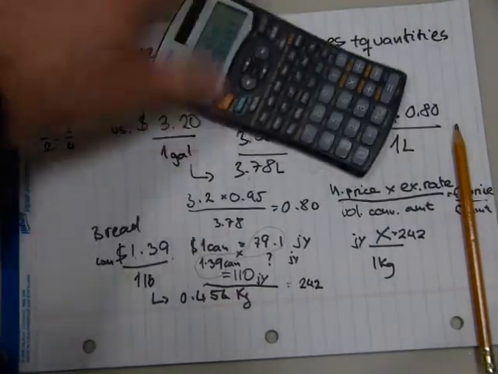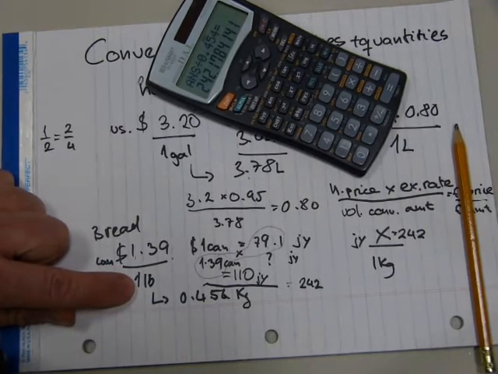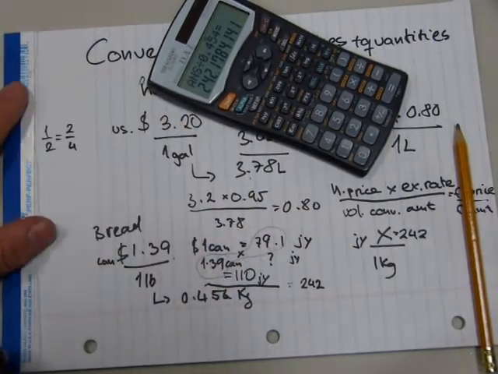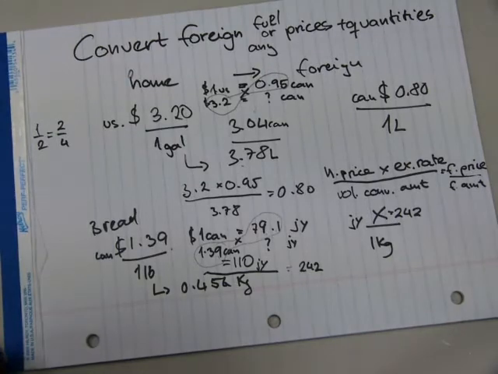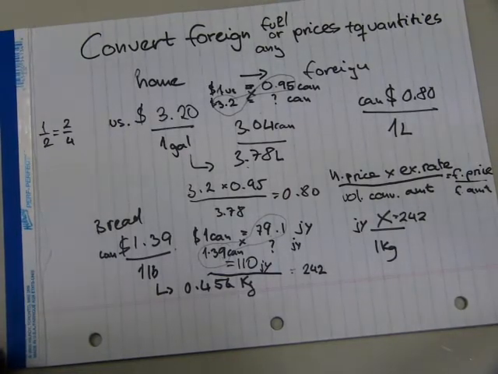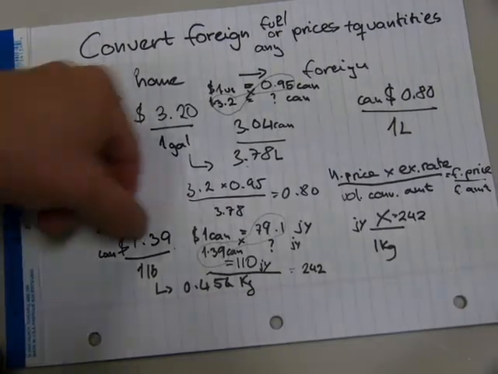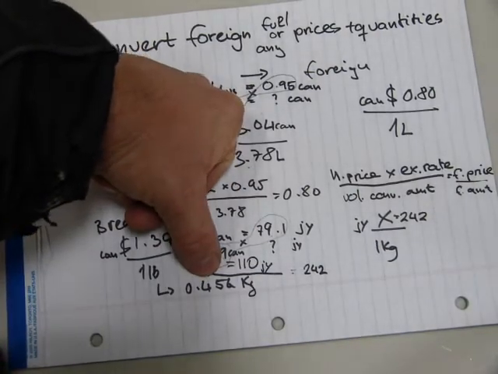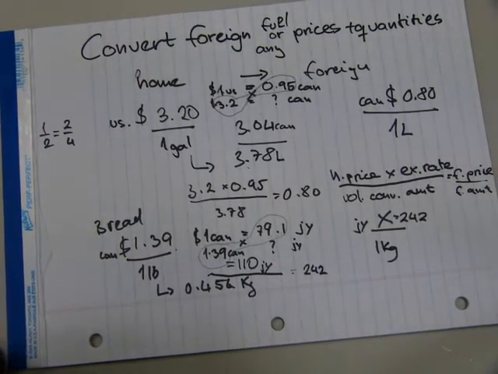So buying a loaf of bread for $1.39 that weighs a pound is the same as buying or having a piece of bread in front of you for 242 Japanese yen for every kilo. And in this process again, we followed the same flow of numbers or arithmetic as we did in the previous gas conversion. We took the original price, the 1.39. It got multiplied by the conversion factor, and it got divided by, in this case, not the volume conversion amount, it's the weight conversion amount.